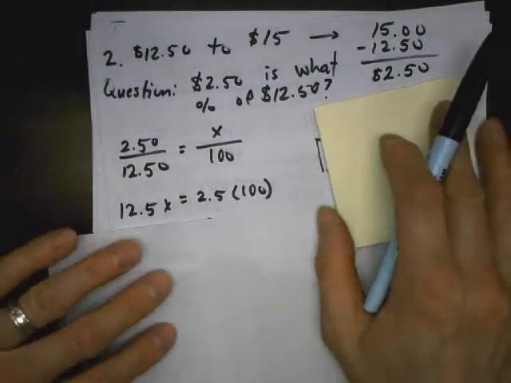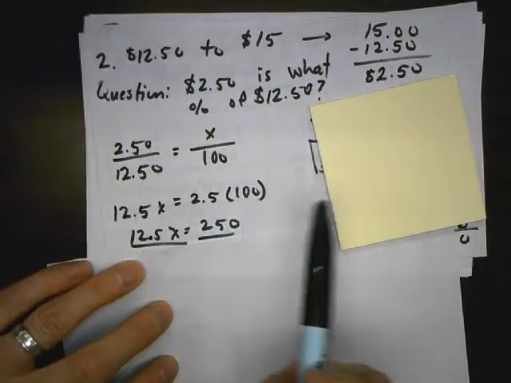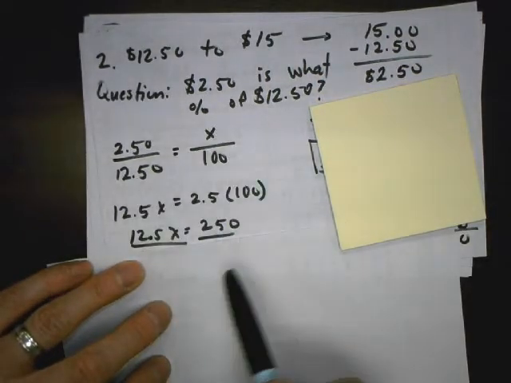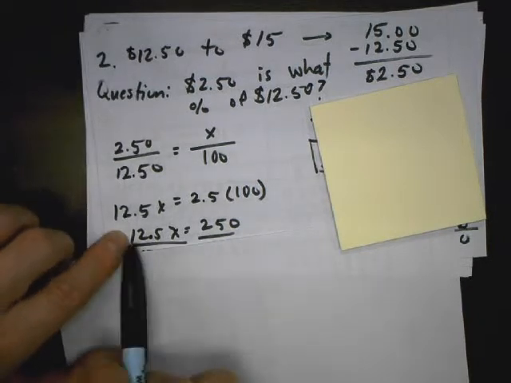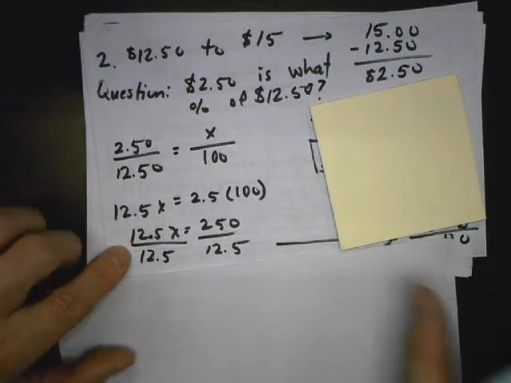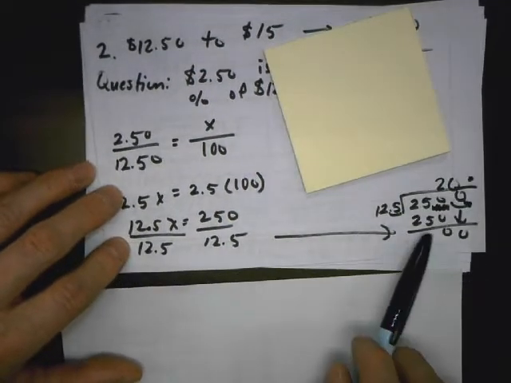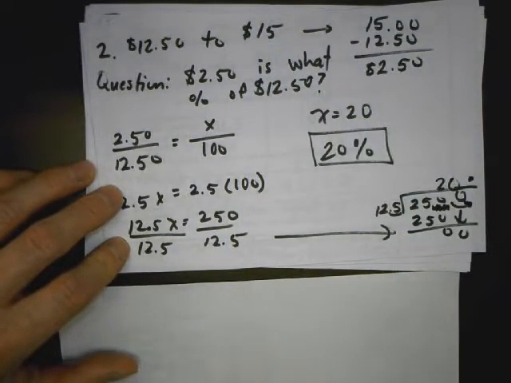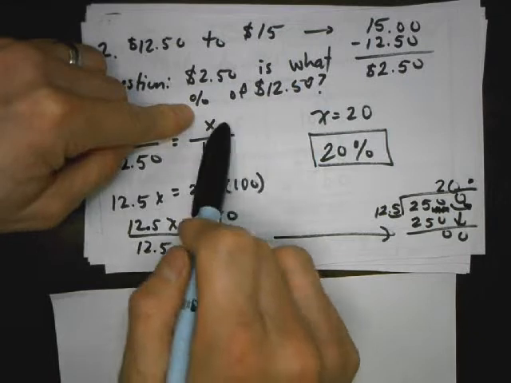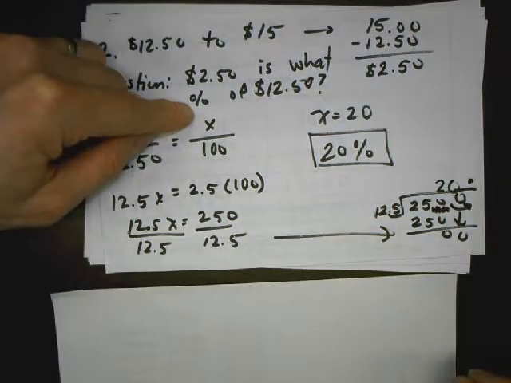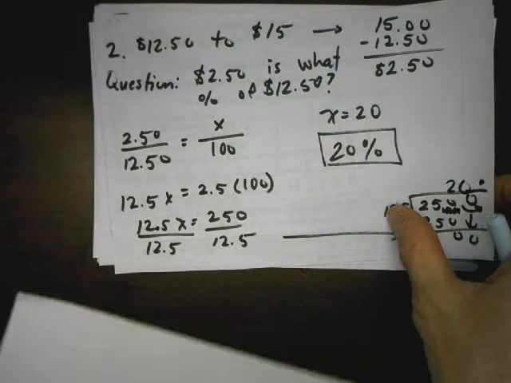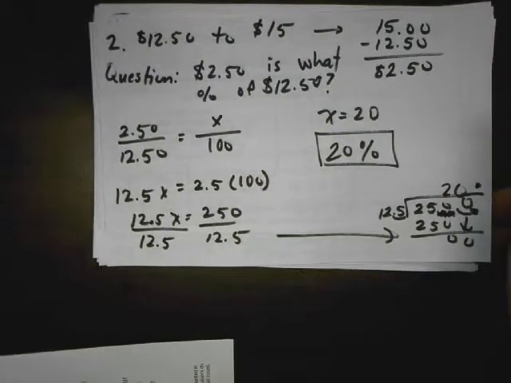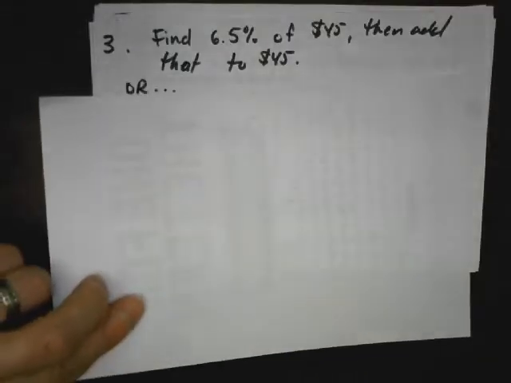2.50 times 100, which is just simple. You just move the decimal 2 times, right? And 12.5 times x is 12.5x. Divide both sides by 12.5. And then the division's over here. If you have any issues with that, you can check my work here. And you should have got 20, which is x in the percent spot, or 20%. Nice thing about percent proportion, we don't have to convert decimals to percent. It's already done for us.